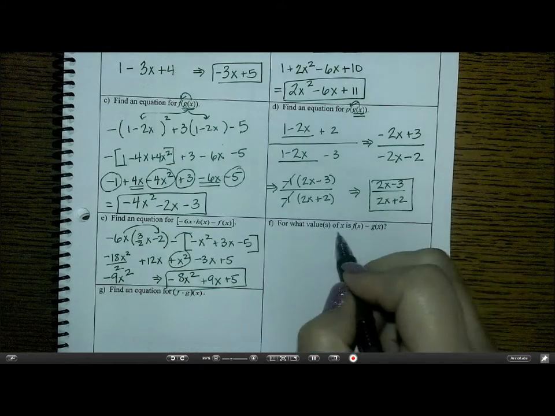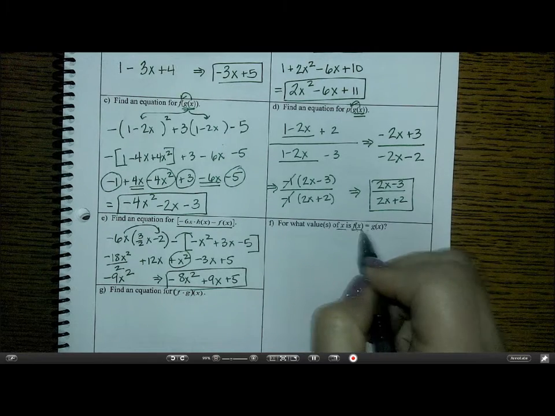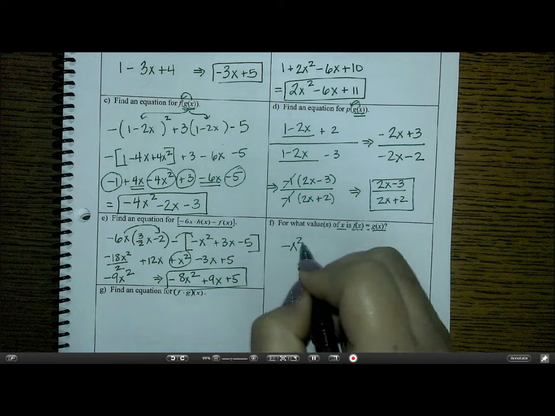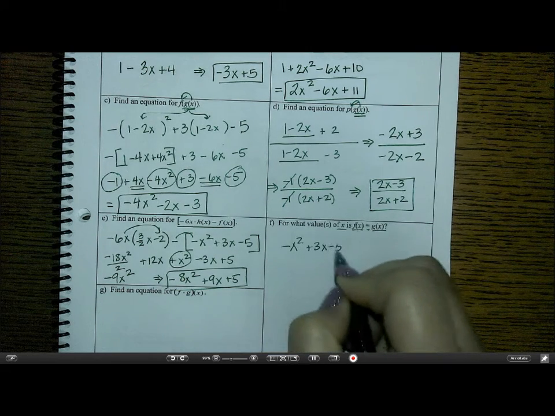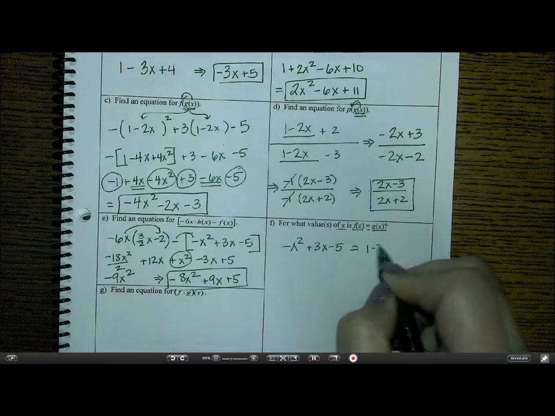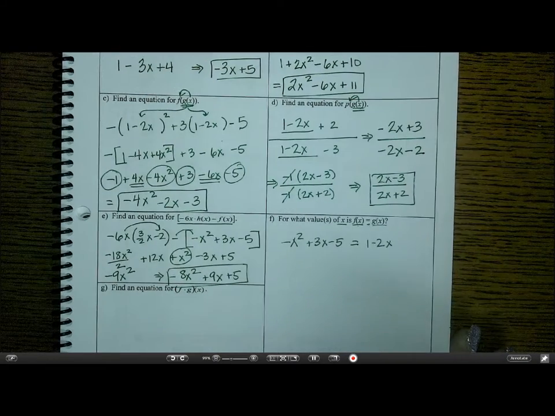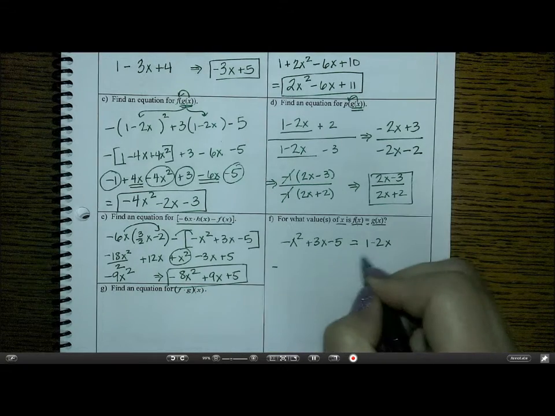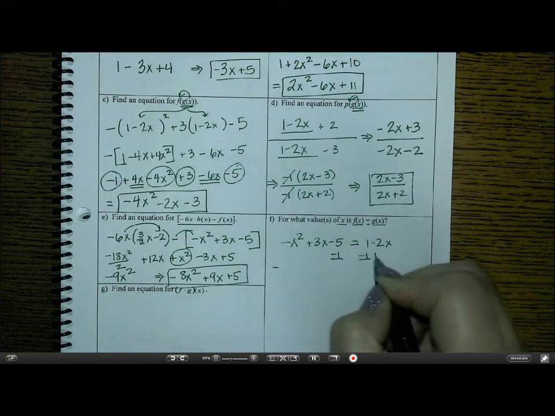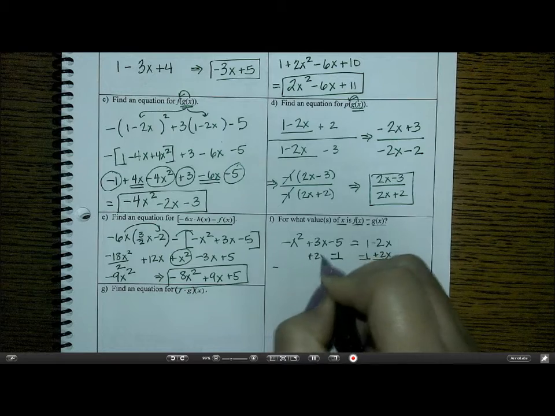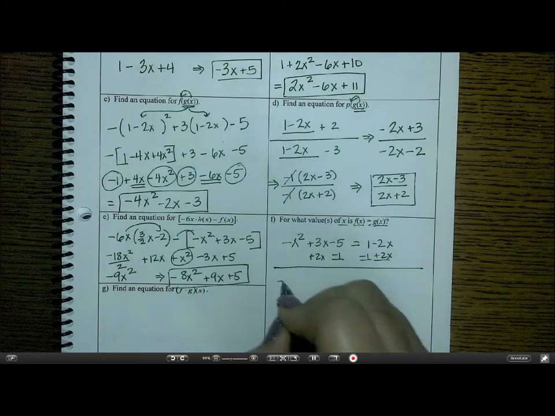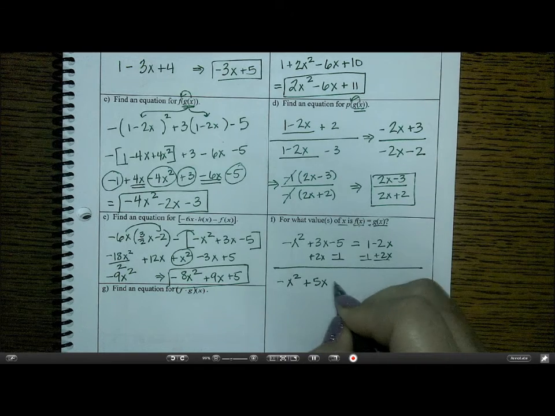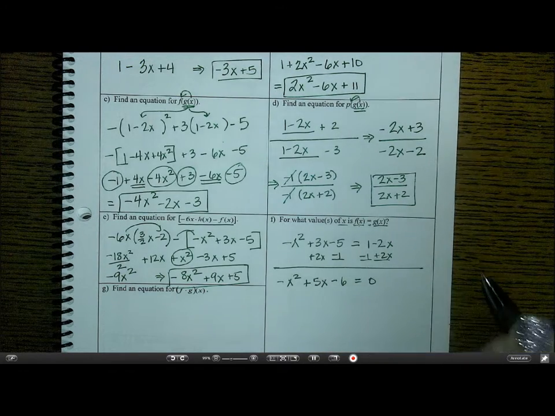Then it says, for what value of x is the f function equal to the g function? So we just set our f function equal to our g function and solve for x. You have a quadratic, so let's set it equal to 0. We're going to subtract 1, and we're going to add 2x. So that's going to give me -x squared plus 5x minus 6 is equal to 0.